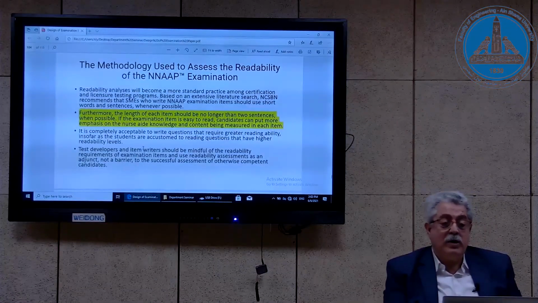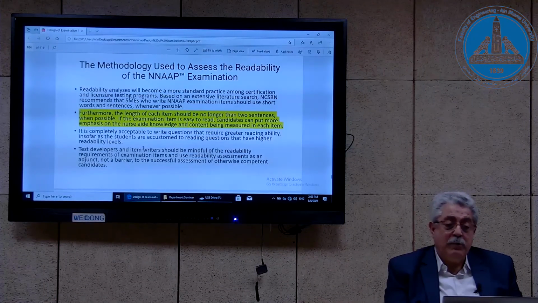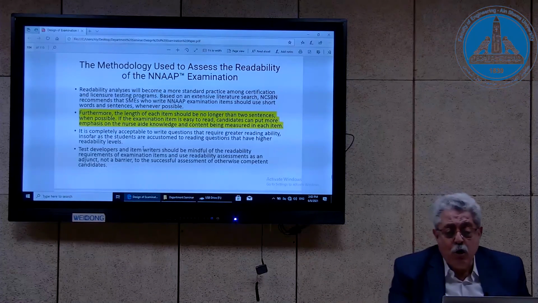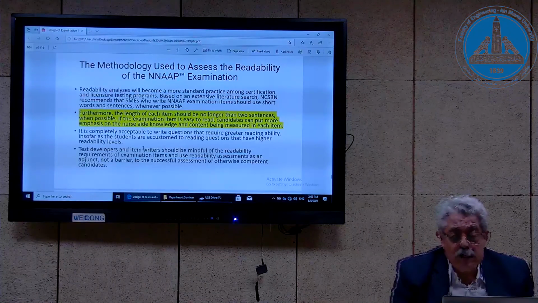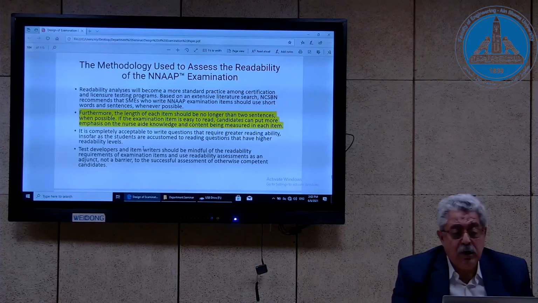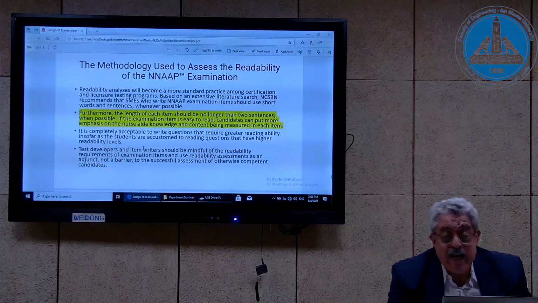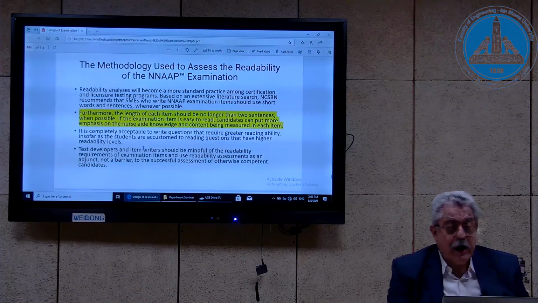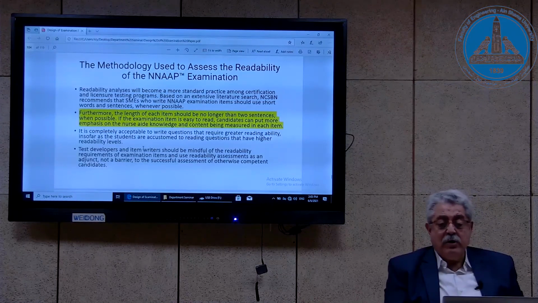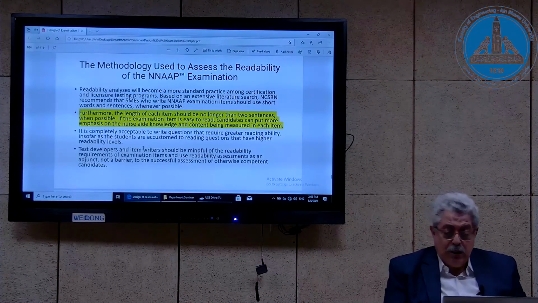This is another example. The paper was titled "The Methodology Used to Assess Readability of the NNAAP Examination." It has to do with nursing schools. It says the length of each item should be no longer than 2 sentences when possible. If the examination item is easy to read, candidates can put more emphasis on the nurse knowledge and content being measured in each item.